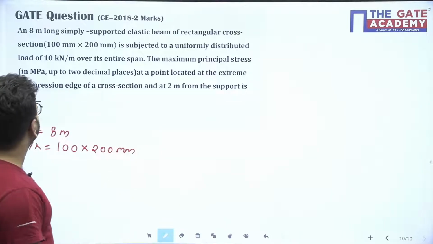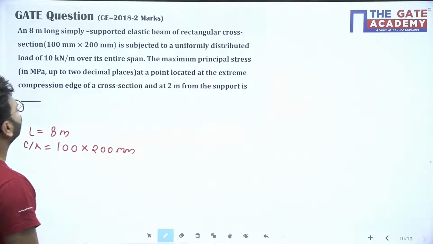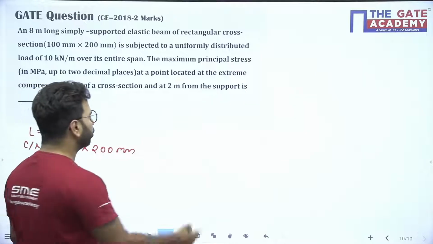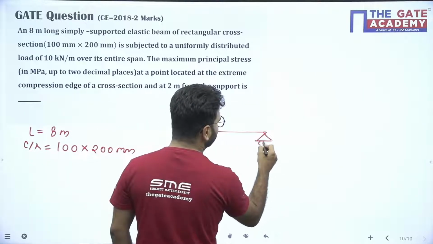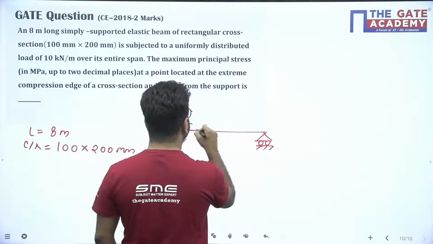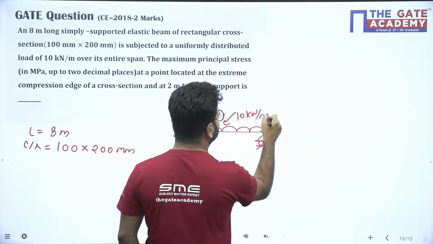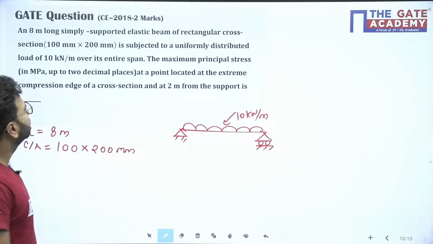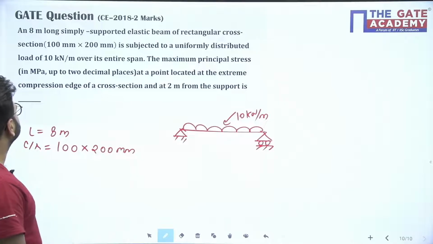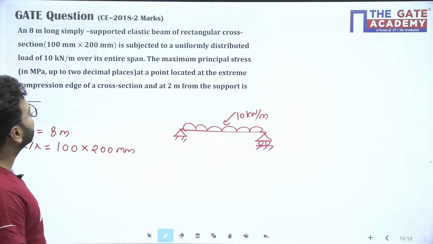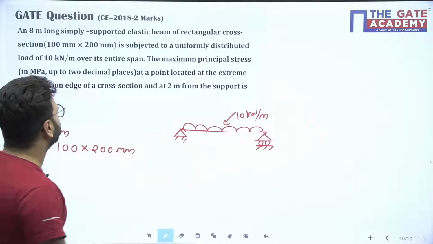It's subjected to a uniformly distributed load of 10 kilonewton per meter over the entire span. The simply supported beam is subjected to a UDL of 10 kilonewton per meter over the entire span. Find the maximum principal stress in megapascal, up to 2 decimal places, at a point located at the extreme compression edge of the cross section.